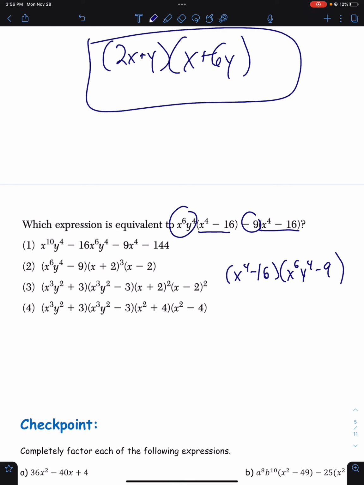And now, well, it looks like we can keep on factoring, because the first one's a difference of 2 perfect squares. And so is the second one. So that would also be x to the 3rd y squared plus 3, x to the third y squared minus 3. And it doesn't say, it just says which one's equivalent. It doesn't say it has to be in simplest form. So we can keep on checking and seeing none of these works so far.